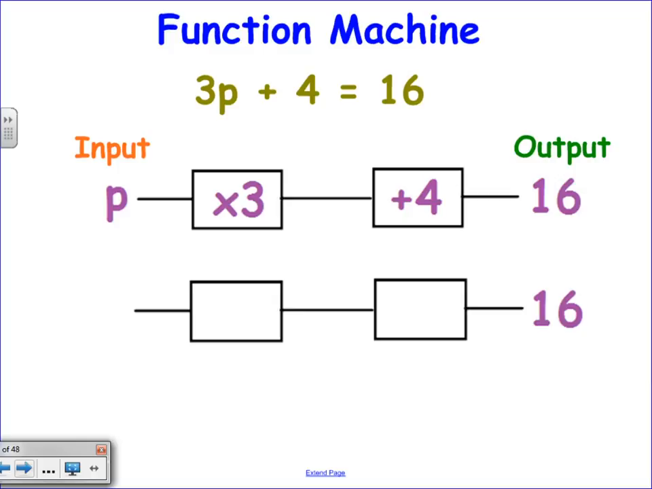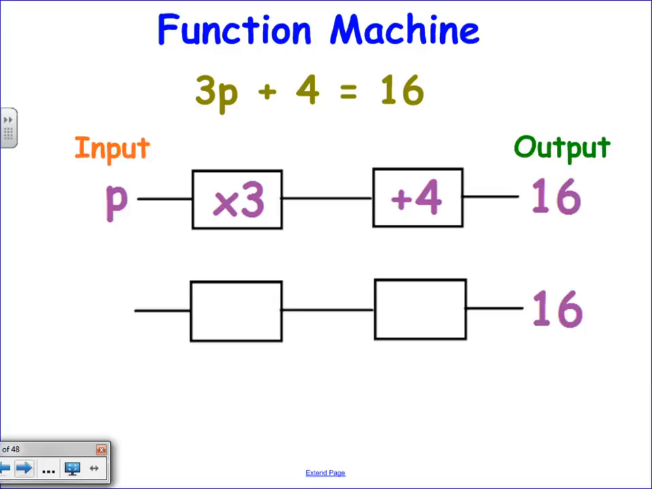Okay? So I start off with p, I multiply it by 3, then I add 4, and it gives me 16. So I input p, and I output 16. Everyone happy with that? So it's exactly what you've just been doing, but instead of writing times by 3 and plus 4 above the line that you've been drawing, you just stick it in a box. So it's absolutely the same.